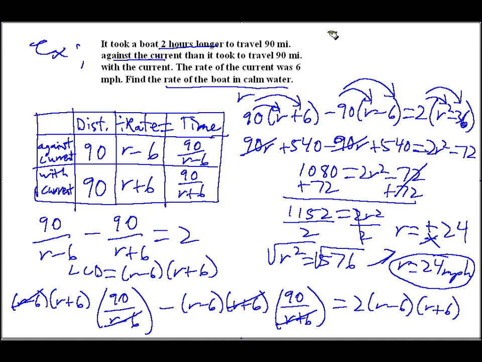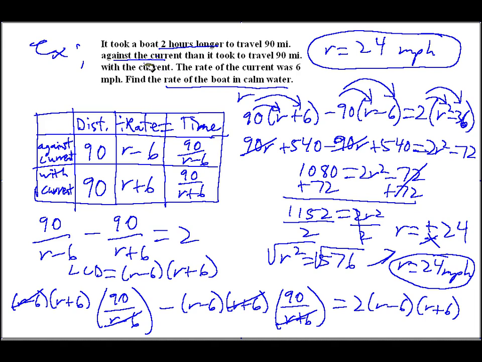So this is a very challenging problem, as you can see. We get 24 as the solution up here. That's the rate of the boat in calm water once again. Again, how do we set it up? We use this table here, distance divided by rate is equal to time. We fill out one column at a time, and then we get the equation. And this equation is challenging because it says it took the boat 2 hours longer to travel 90 miles against the current than it took to travel 90 miles with the current.